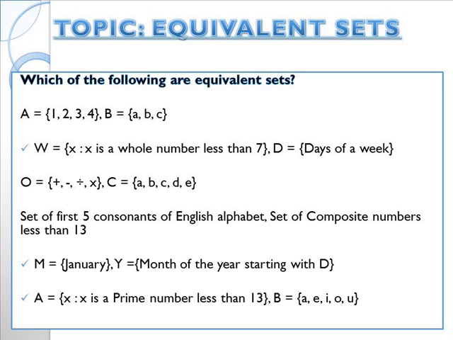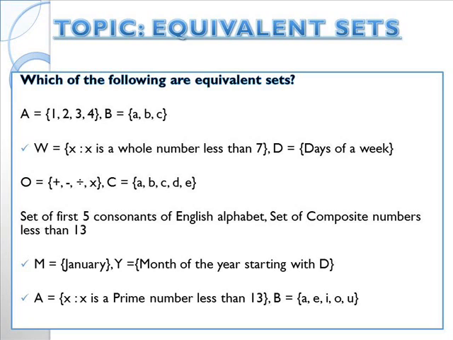Then we have O is equal to the addition, subtraction, division and multiplication symbols. C is equal to {a, b, c, d, e}. As you can see, the first set has the mathematical operations and the second set has the first 5 letters of the English alphabet. But as the number of elements is different, therefore these cannot be equivalent sets.